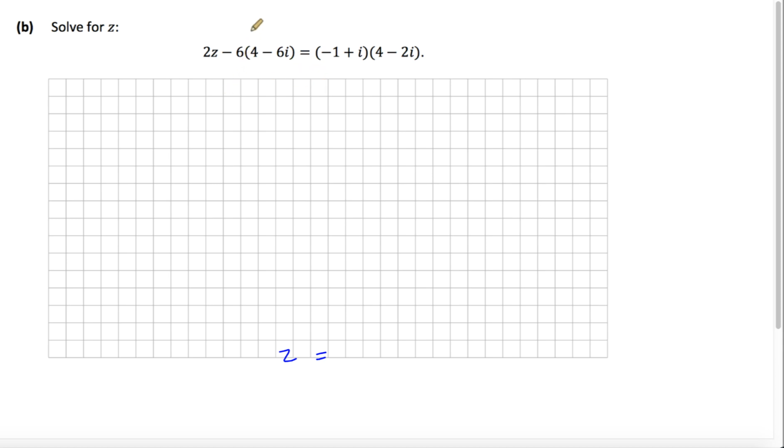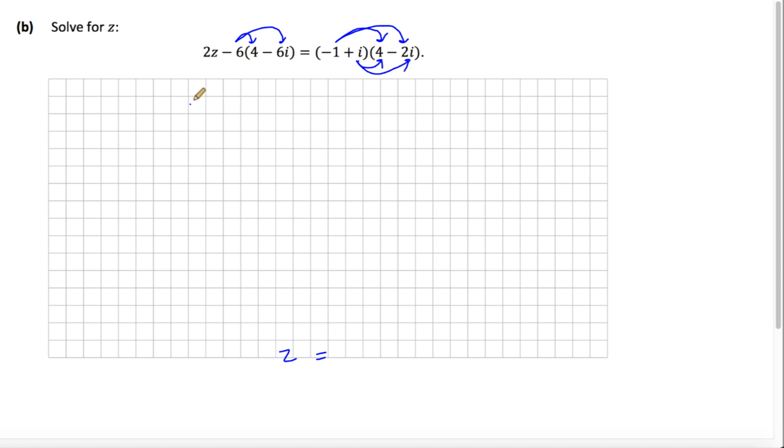Let's see. Okay, so first of all, I suppose we can multiply the minus 6 by both of these. And be careful there, this is not 2z minus 6 in a bracket where you multiply everything by everything. The 2z is on its own, we're just multiplying this out. And then over here I can do my multiplication as well, the minus 1 by both of them, and also the i by both of them. So I can start with that.